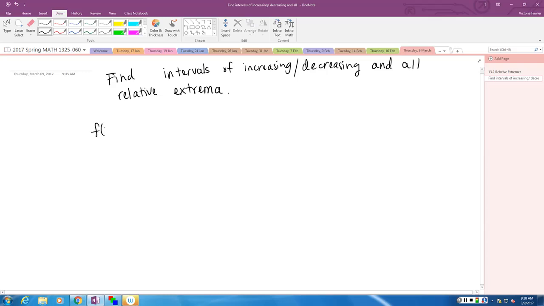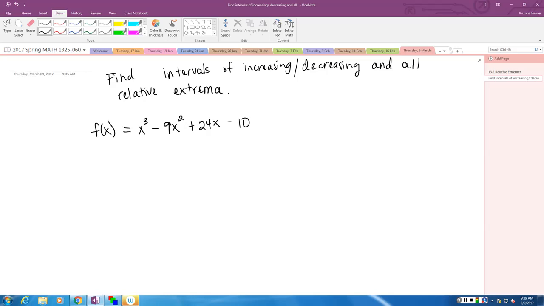So the first function that we're going to work with is x cubed minus 9x squared plus 24x minus 10. And we go, oh, this is nice because it's a polynomial, so these are the nicest things to work with. You should immediately think about finding the critical numbers.